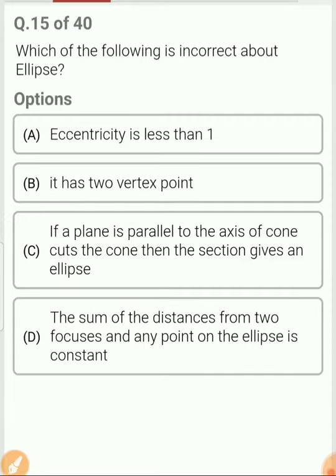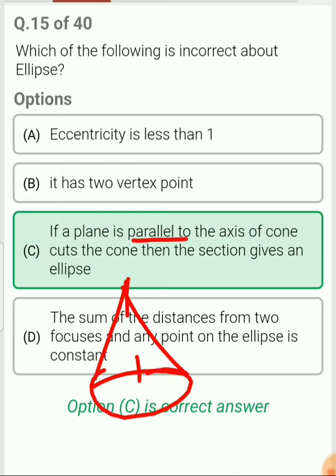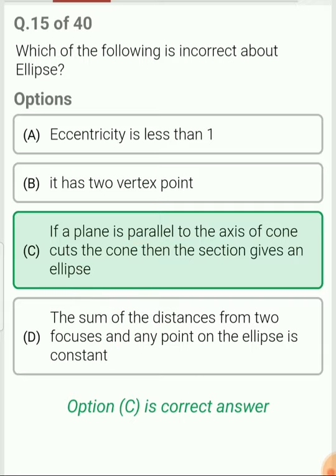Which of the following is incorrect about an ellipse? Eccentricity is less than 1. It is correct. It has two vertex points. It is also correct. If a plane is parallel to the axis of the cone and cuts the cone at a section, it gives an ellipse. No, this is wrong. If we cut the cone parallel to the axis, then the shape which you will get is a hyperbola, not an ellipse.